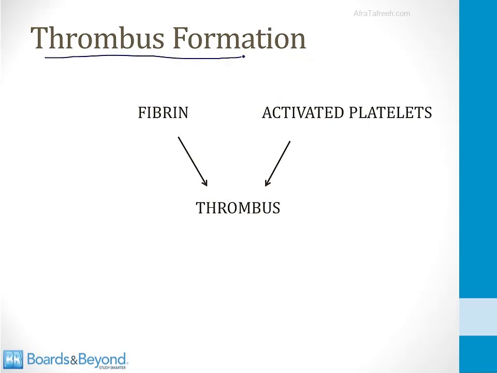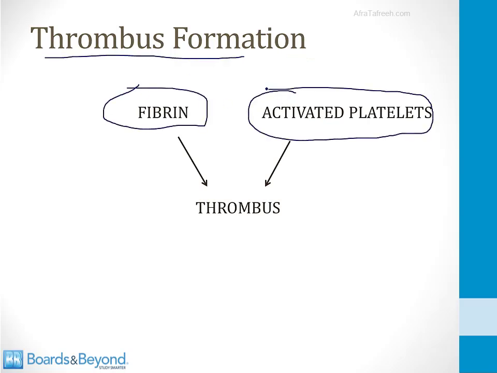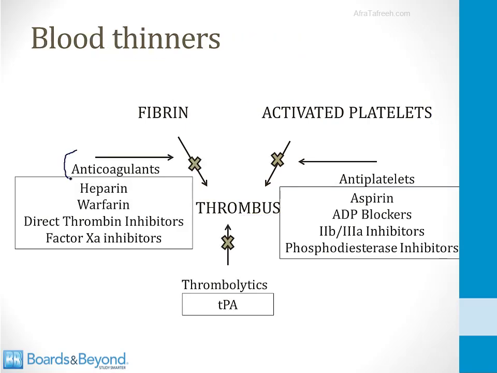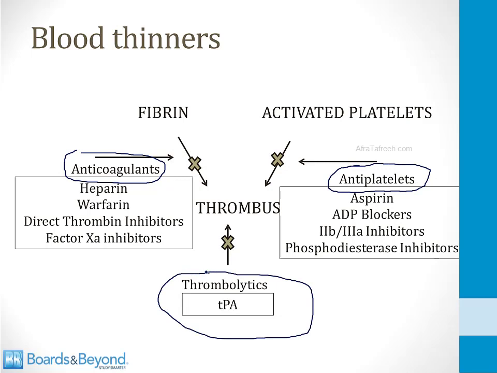The two ingredients of a thrombus are fibrin, which comes from the coagulation cascade, and activated platelets. They come together to form a blood clot. Drugs that block the formation of fibrin are called anticoagulants, and that's what we will discuss in this module. Drugs that block the activity of platelets are called antiplatelets, and I talk about those in a separate module. And then there's a final class of drugs called thrombolytics. These drugs are unique in that they break up fibrin clots that have already formed.